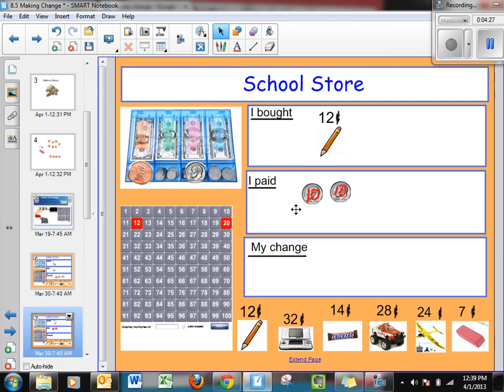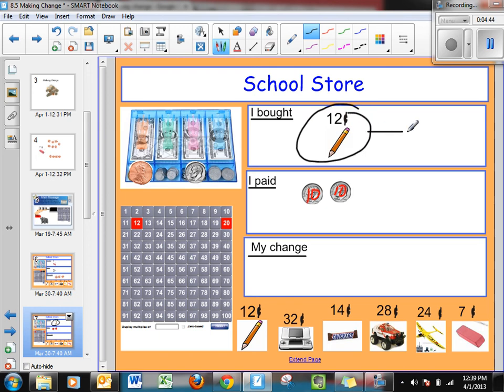Now if you remember from the last problem, I said first start at whatever the item you bought was, which would be 12. So that means I have to start at 12, and then whatever you paid, that's where you're going to count up to. Count how many hops it is to get there. So let me change colors again. So again, I'm starting at 12, and I'm going to count how many hops it is to get to 20. So let's go ahead and count. It would be 1, 2, 3, 4, 5, 6, 7, and 8.